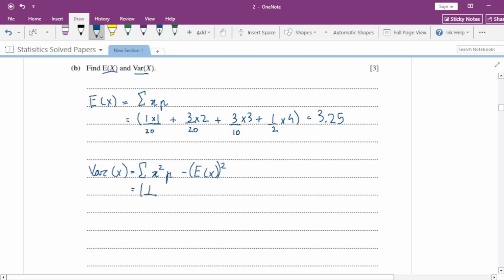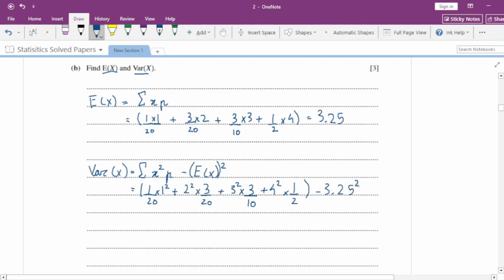We would have 1 into 1 over 20, that would be squared anyways, 1. Then you have 2 squared, which was the corresponding x value, multiplied with the probability, that is 3 over 20. Then you have 3 squared into 3 over 10, which was the probability. Then you have 4 squared, the x value, into 1 by 2, that was the probability. Now make sure you also write this after it, that you have to subtract the expected value.